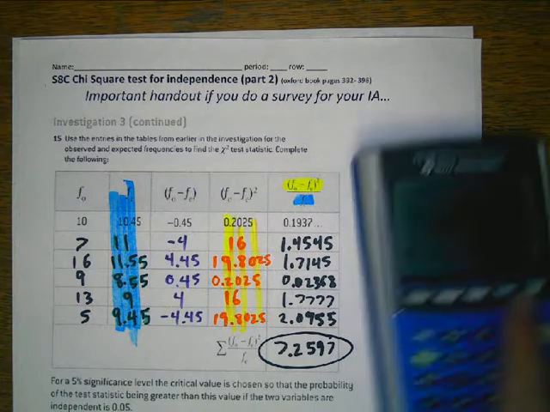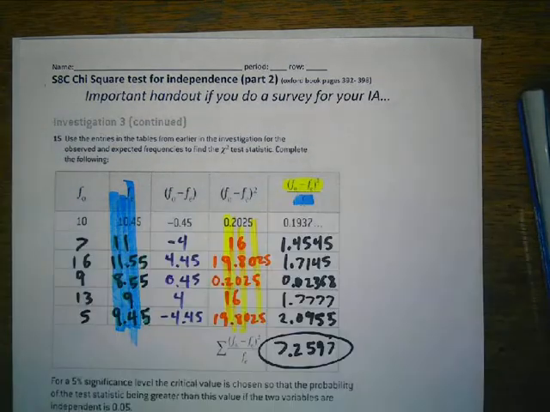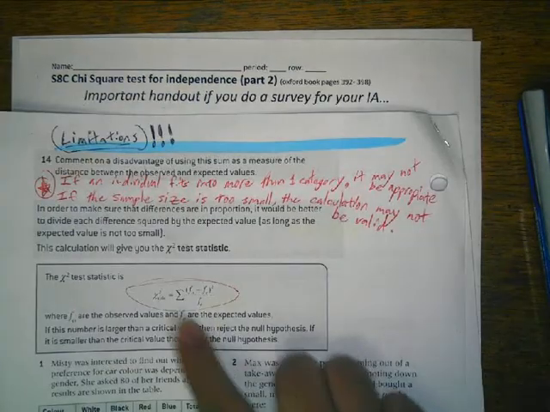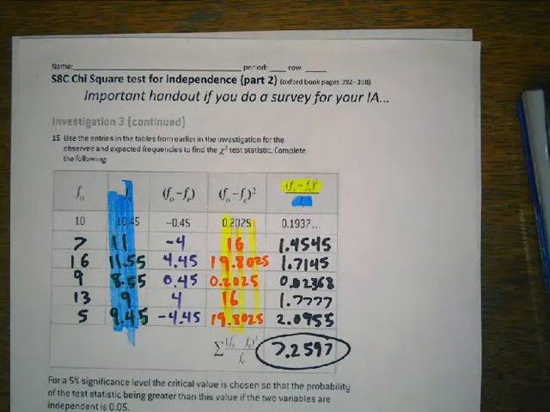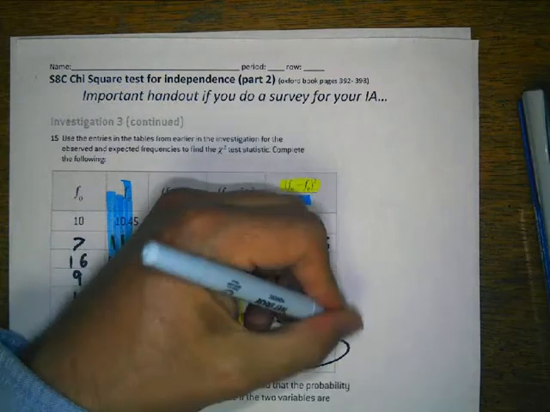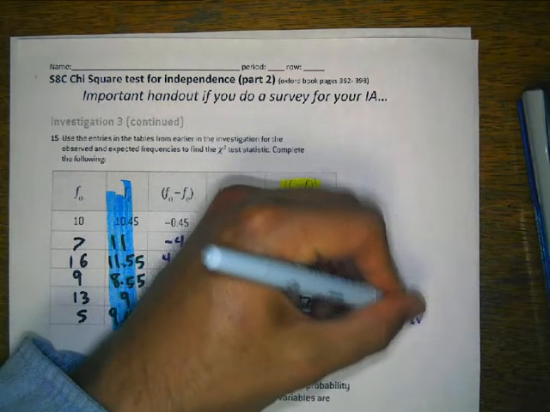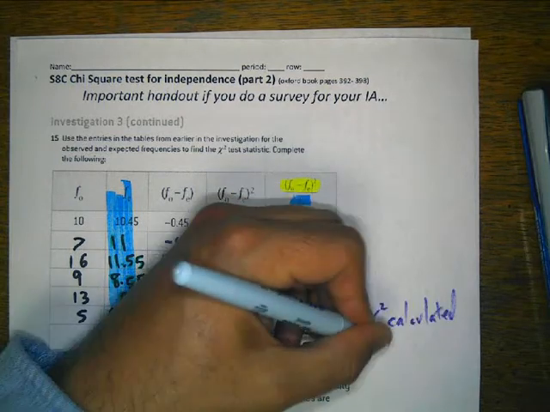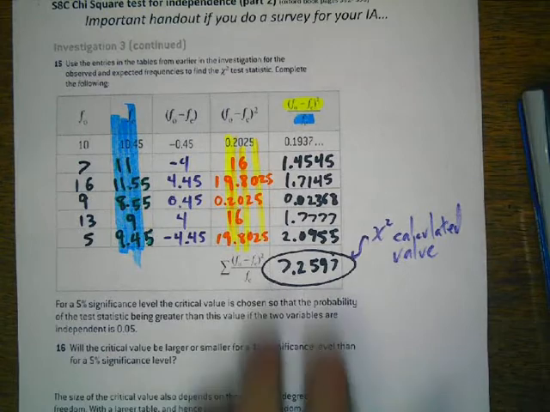And as we learned in our previous lesson, this value gives us our chi-squared value. So this is our chi-squared calculated value. Okay. Now, one of the first questions, and we'll be talking about how to use this in just a minute.